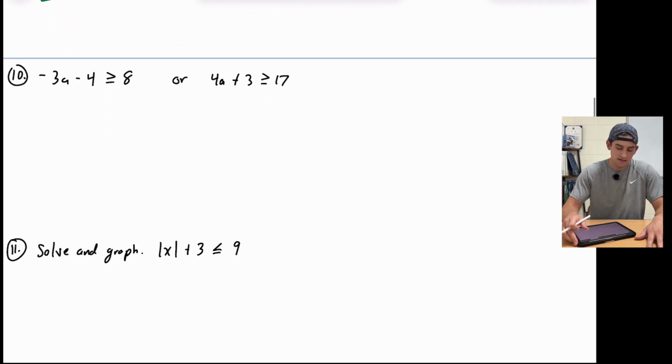All right, number 10, we have an or compound inequality. So we want to just solve this one. It doesn't look like we have to graph it, so we will just solve. So let's start on the left. Negative 3a minus 4 is greater than or equal to 8. So we can add 4 to both sides.